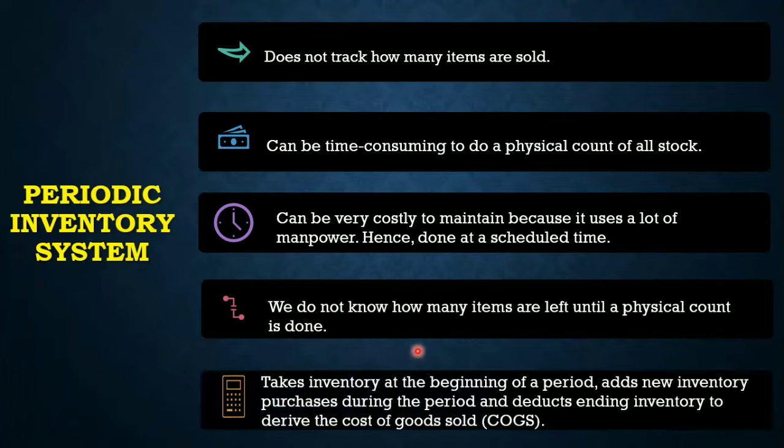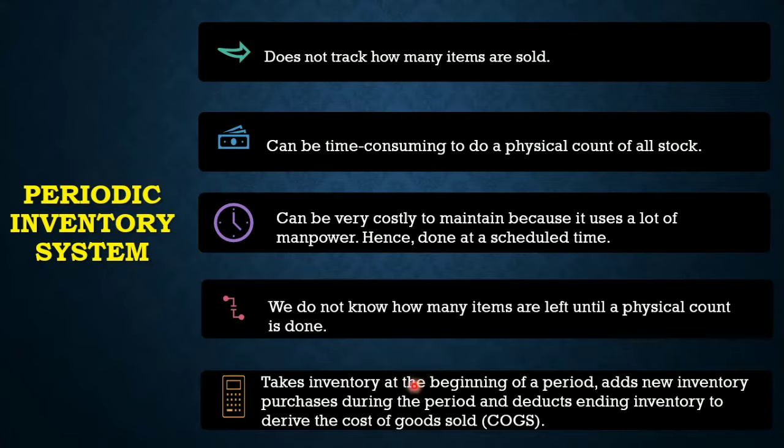And the final thing, it takes inventory at the beginning of a period, which would have been your balance coming from the last period, adds the new inventory purchases, actually your purchases for the period, and deducts ending inventory to derive the cost of goods sold.